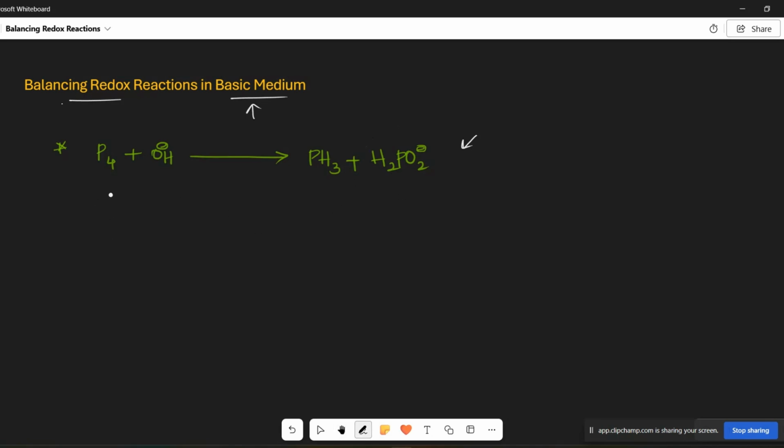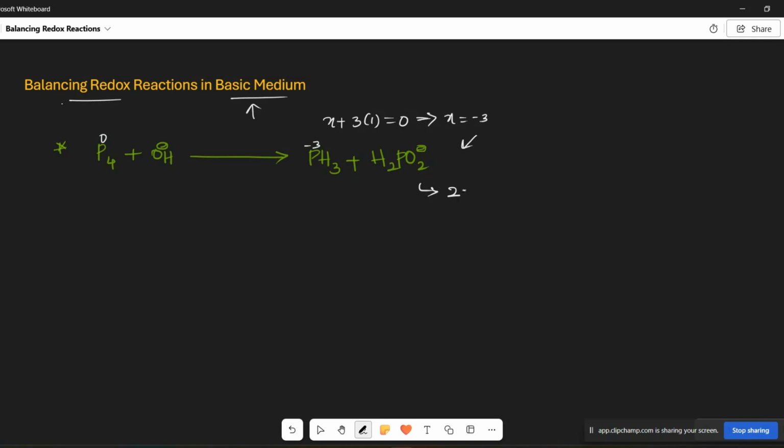First, in order to solve this redox reaction, you have to find the oxidation states. Here the oxidation state of phosphorus is 0. For the other one, whatever oxidation state we want to find, we can keep it as x plus 3. Hydrogen has oxidation state 1, so 3 into 1, and there is no charge, so it is 0. x is equal to minus 3. So the oxidation state of phosphorus here is minus 3.